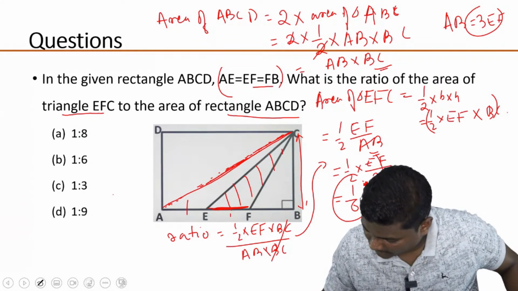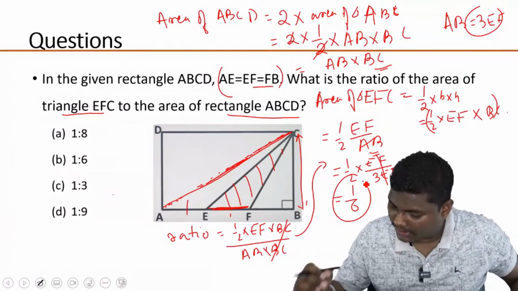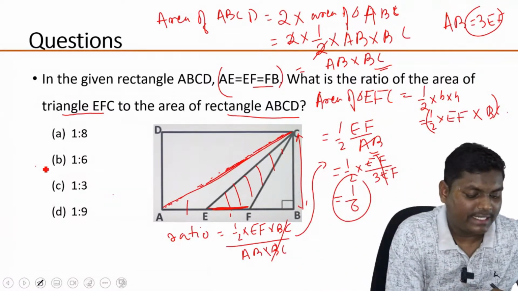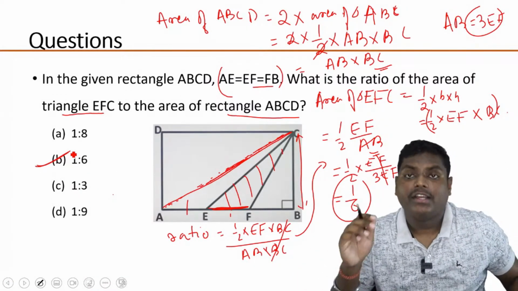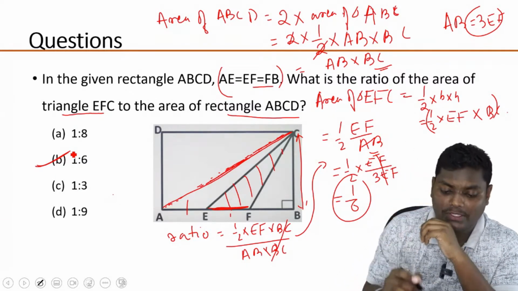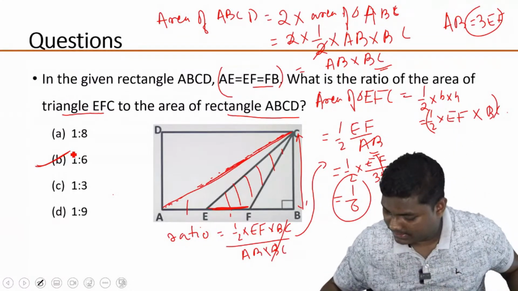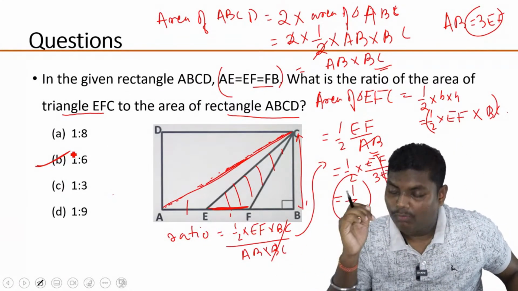Correct, Shubhra? Great. 1 upon 6. Murthy can solve it completely. So basically it is 1 upon 6. Just you need to properly see, in case of area of a triangle, you need to properly identify what is the height and the base. Okay. Moving to the next question.